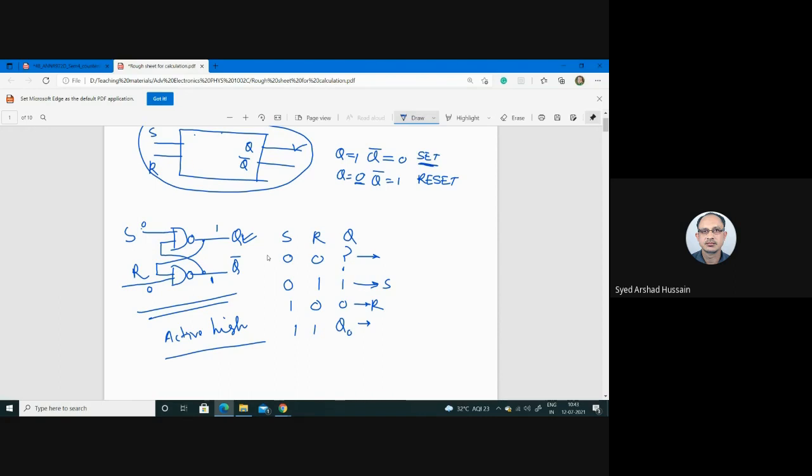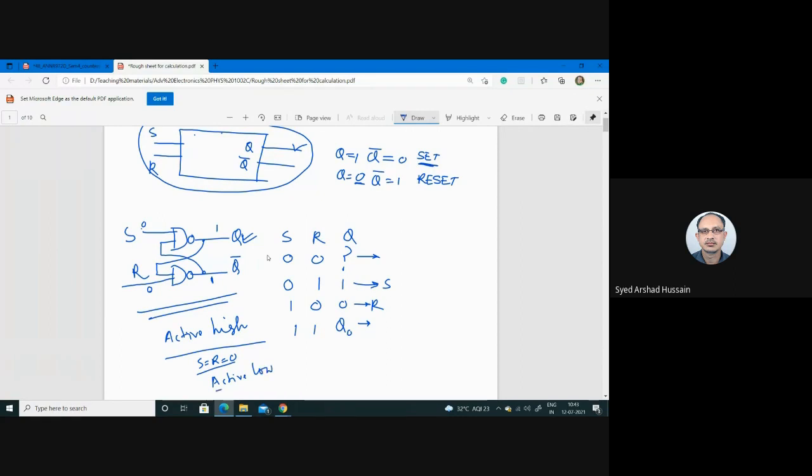In case of active high circuits, normally the set and reset inputs are kept in low states. As soon as any of the inputs is switched to one, that is, becomes high, the output will change. That's why this is called active high. Normally at rest, the inputs are initially kept at 0, S is equal to R is equal to 0.